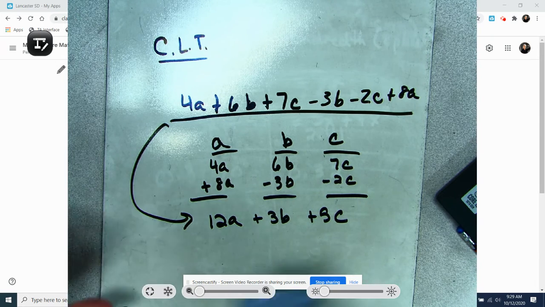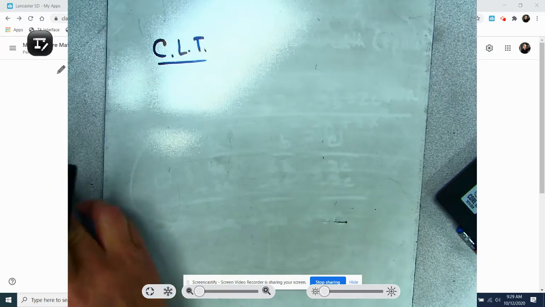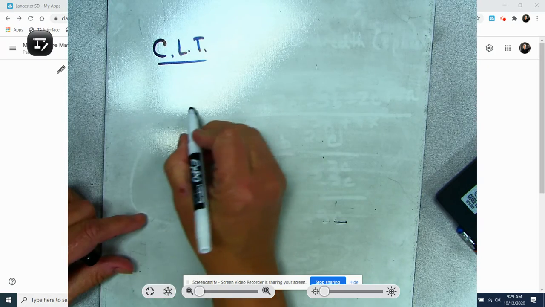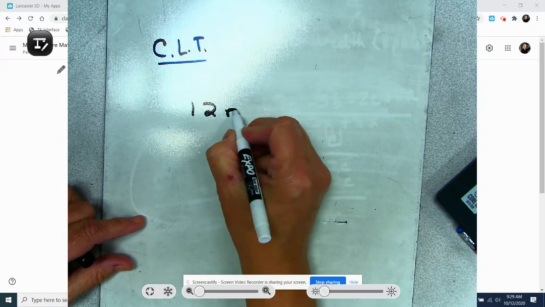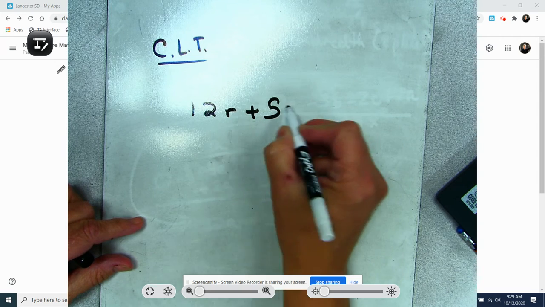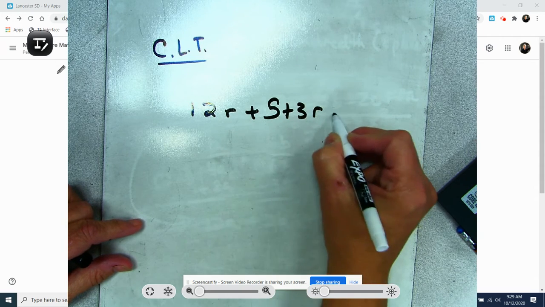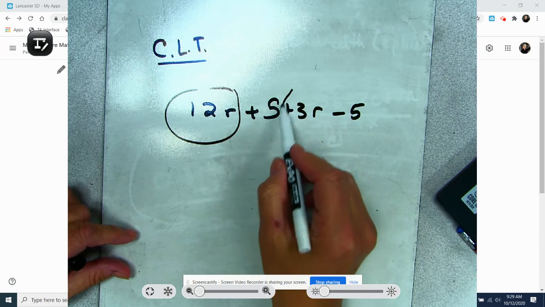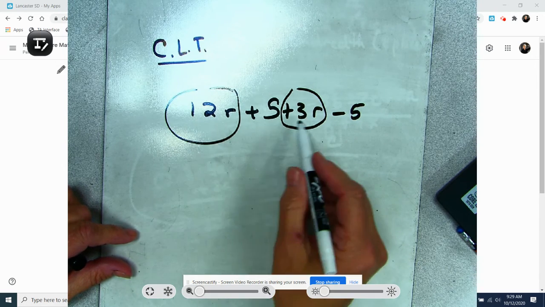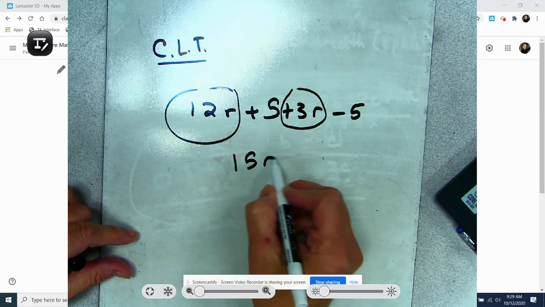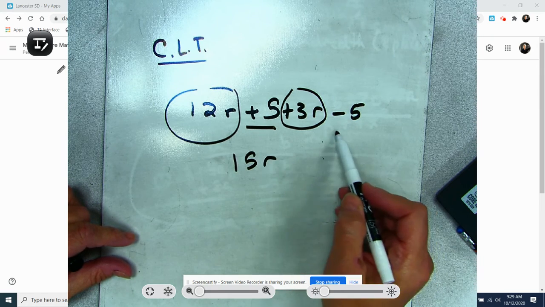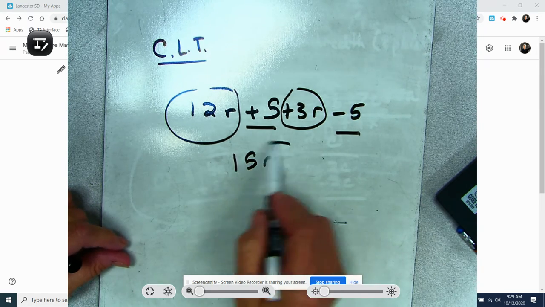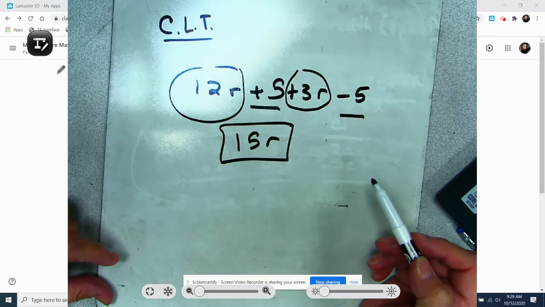Now, when you're combining like terms, sometimes it's as simple as something like this. You have 12r plus 5 plus 3r minus 5. I have 12r plus 3r, so 12 plus 3 is 15r, and positive 5 and negative 5 is 0, and so this would be my final answer.